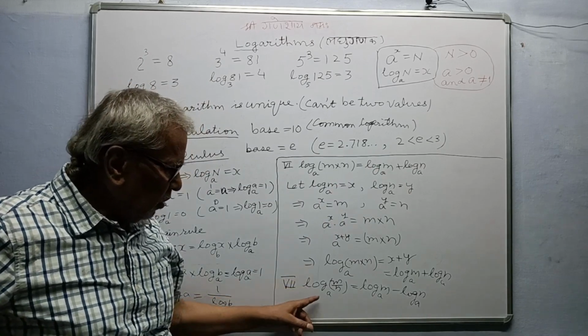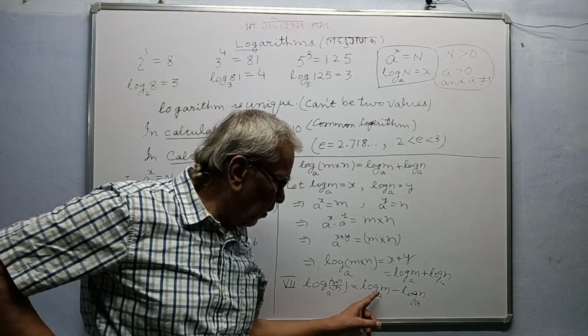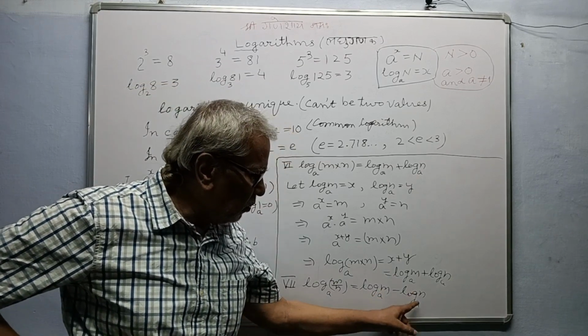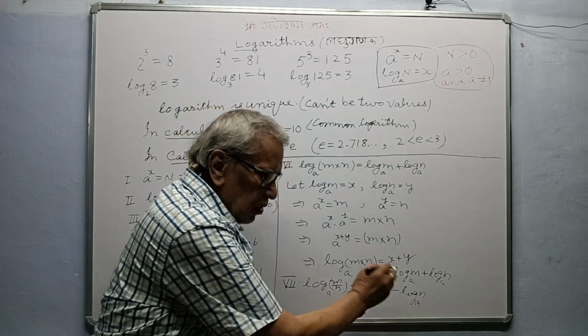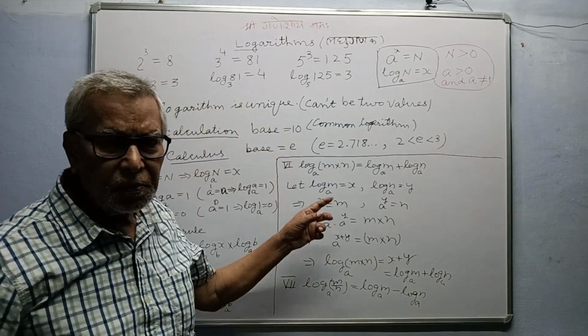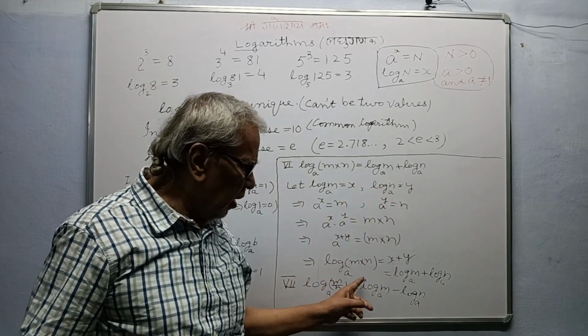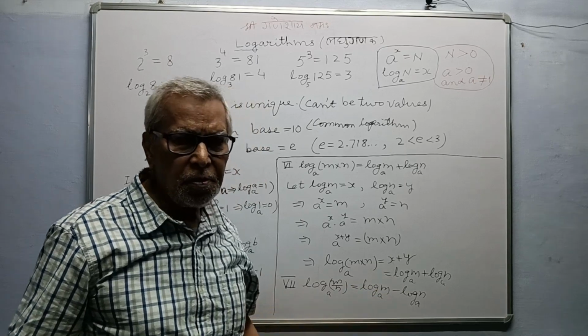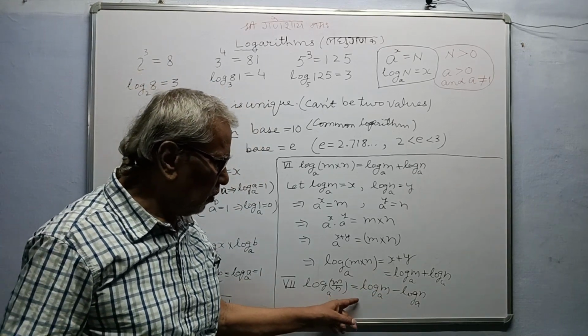Similarly, we can prove log m by n to the base a is equal to log m to the base a minus log n to the base a. Here division, so division is changed into subtraction. Multiplication, addition, and division, subtraction. This we have to know.